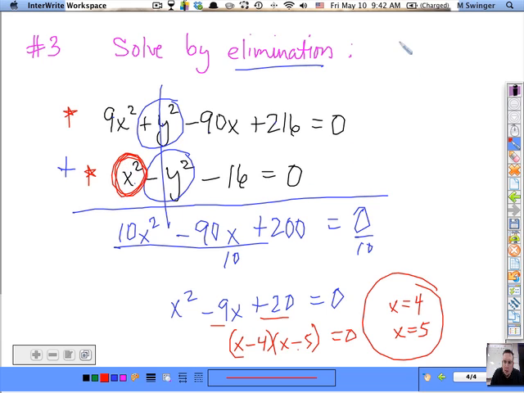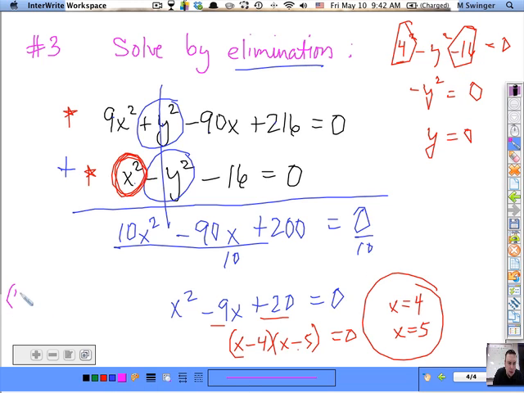So this becomes 4 squared minus y squared minus 16 equals 0, which will we have 16 minus 16. So we get negative y squared equals 0 because 16 minus 16 cancels. So divide by negative 1, y squared equals 0, which means y equals 0. So when x is 4, y was 0. So write that somewhere. When x is 4, y was 0. Solutions.